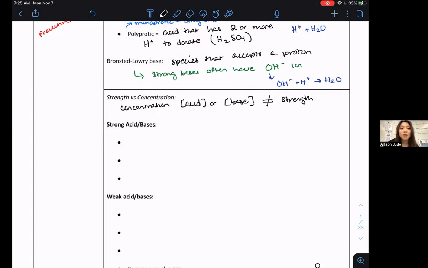So that being said, what is a strong acid or base? Well, a strong acid or base is an acid or base that completely ionizes. What does that mean? It means it will 100% of the time lose 100% of its H plus, or it will 100% of the time accept 100% of the H pluses. And so that means some characteristics. It has strong electrical conductivity.